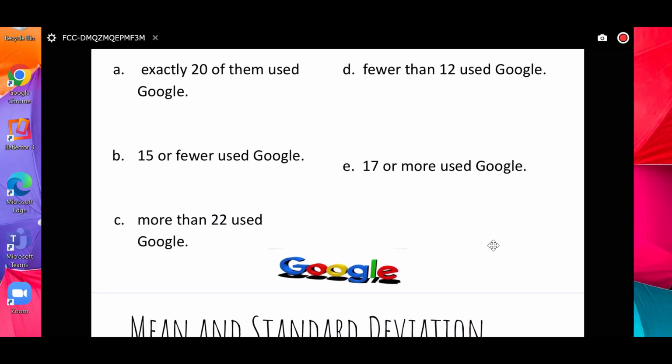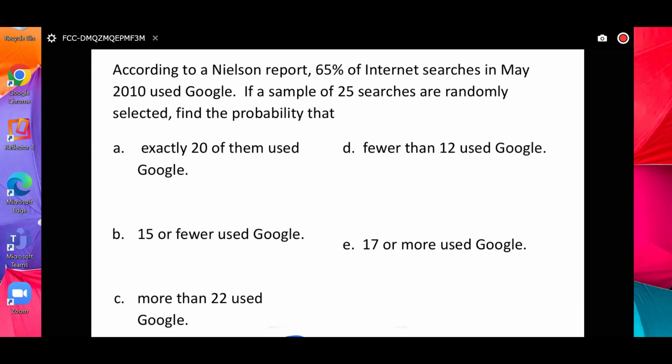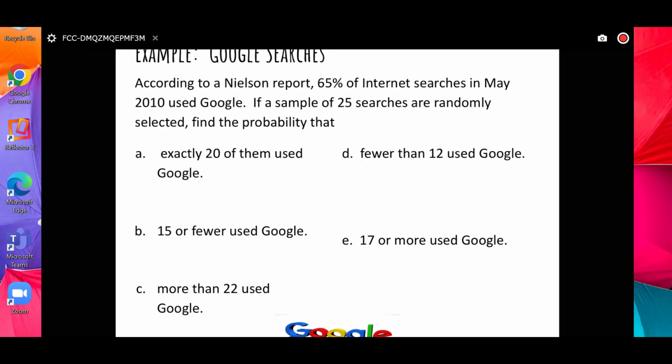All right, so why don't you pause the video and attempt the next several here, A, B, C, D, E. Real quick, it says, according to a Nielsen report, 65% of internet searches in May 2010 used Google. If a sample of 25 searches are randomly selected, find the probability that, and then answer the question. So why don't you attempt these with a binomial probability calculator on Rgruoo, and then come back and check your answers.